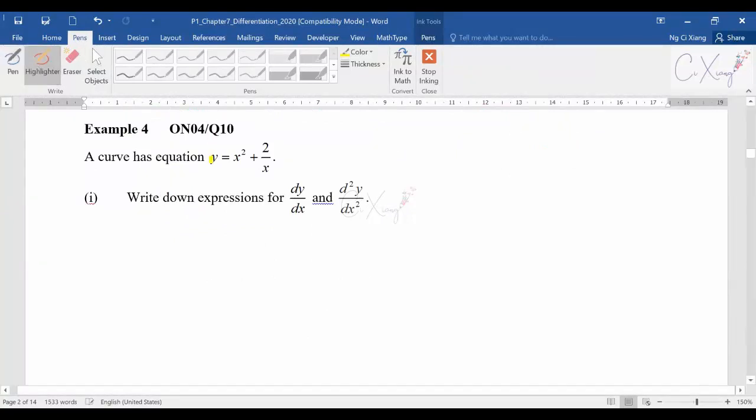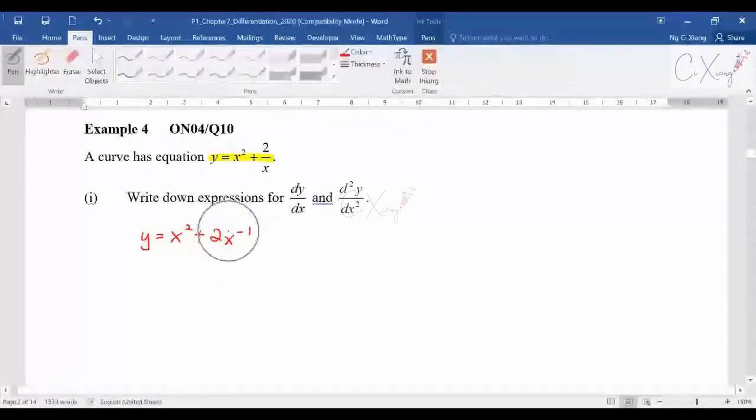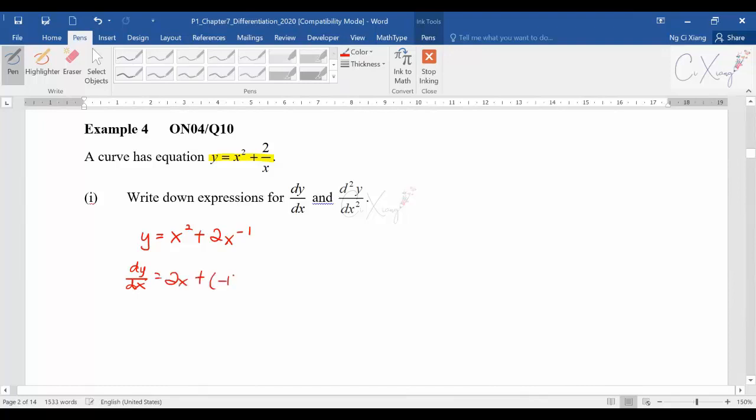For example 4, I'm having this equation. They want you to find dy dx and also d squared y over dx squared. First, let y equals x squared plus 2x power negative 1. I prefer to change it to the form x power n before I do any differentiation. So what is dy dx here? Dy dx is 2x plus, you copy the constant first, then put the power n in front, and then copy the x, power minus 1. You have negative 2. If you simplify your answer, you have 2x minus 2x power negative 2. This is the answer for your first differentiation.